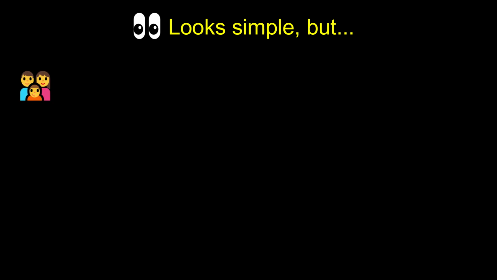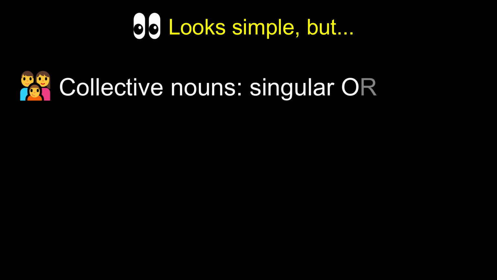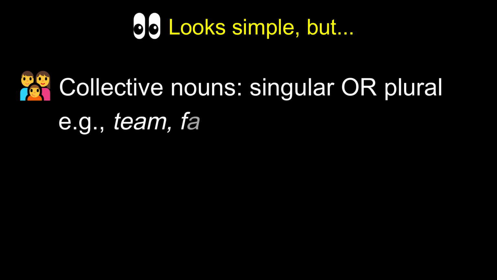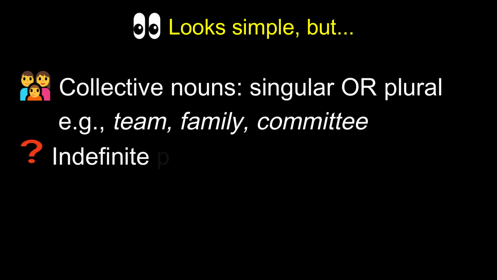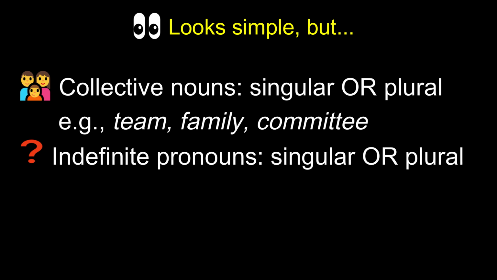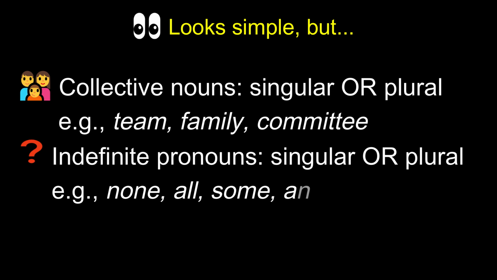Further complications arise with collective nouns, words like team, family, or committee. These nouns can take either singular or plural verbs without changing their forms, depending on whether they refer to the group as a unit or to its members individually. Likewise, some indefinite pronouns such as none, all, some, and any can be either singular or plural, depending on the context. Another difficult area involves noun phrases with numbers or quantities.